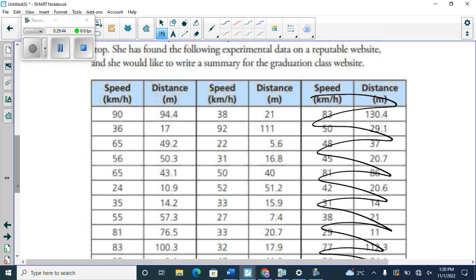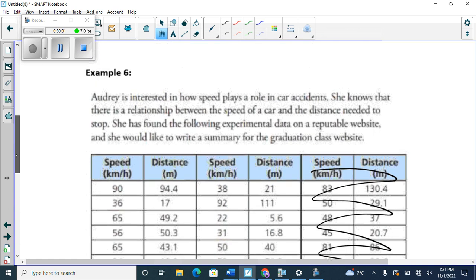I'm going to cut out the third one just to prove a point with this. And everyone look here, please. If you look at the lists here, do you see them at the top? This one says speed in kilometers per hour. This one's distance. This question is, Audrey is interested in how speed plays a role in car accidents. She knows that there's a relationship between the speed of the car and the distance needed to stop. The faster you're going, the longer you need to stop. Obviously makes sense, right? She has found the following experimental data on a reputable website, and she would like to write a summary for the grad class website.